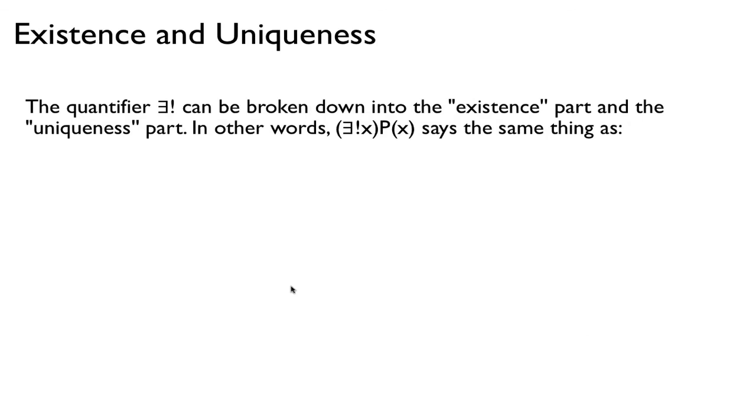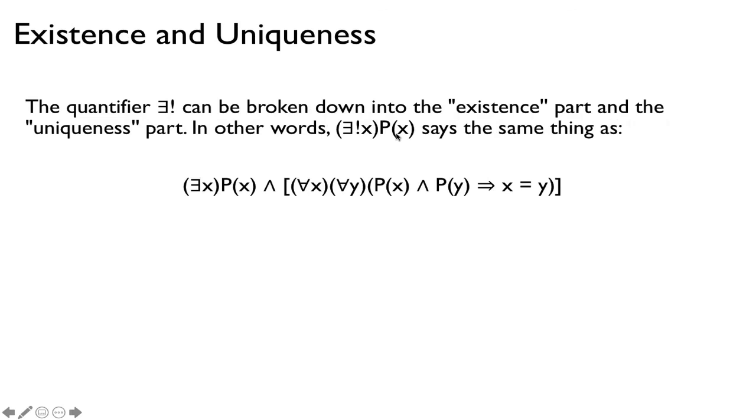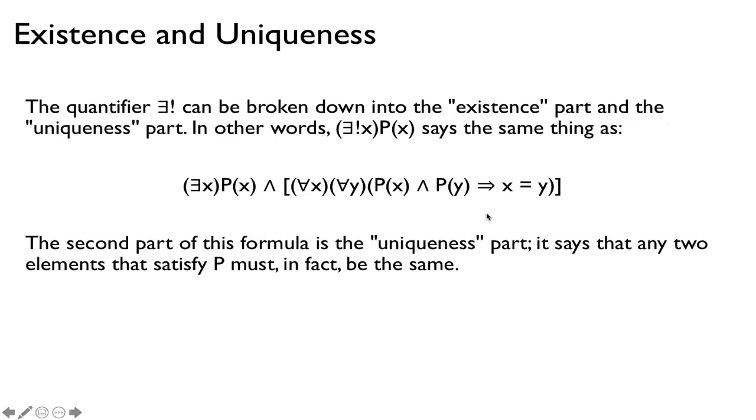So the quantifier, there exists a unique x. This one you can really break down into two parts: the existence part and also the uniqueness part. In other words, there exists a unique x such that p of x is the same thing as saying there is an x such that p of x, and for all x, for all y, if we have p of x and p of y, well, that implies that x is equal to y. In other words, first there has to be at least an x that satisfies p of x, and whenever you find two things that satisfy this property, it turns out to be the same thing. So that's the uniqueness part, the second part here.